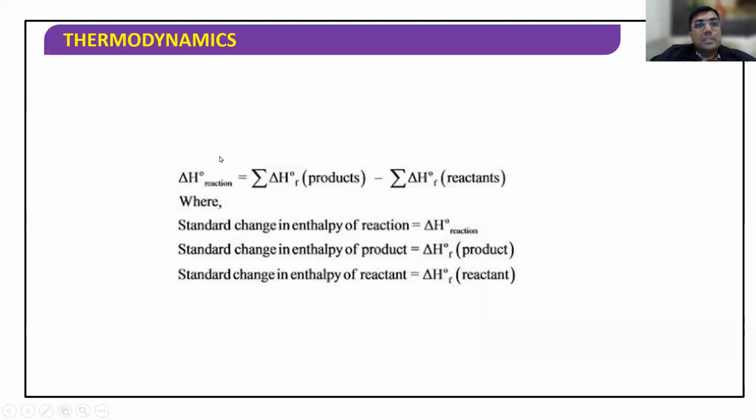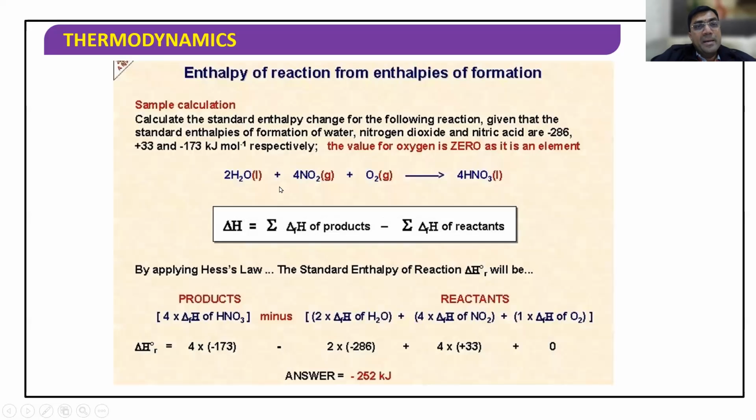Now, listen carefully. Heat of reaction is equal to heat of formation of products minus heat of formation of reactants. So heat of formation will be given. Elements they don't give, gases they don't give, zero. So products minus reactants gives the net heat of reaction. Always remember this.